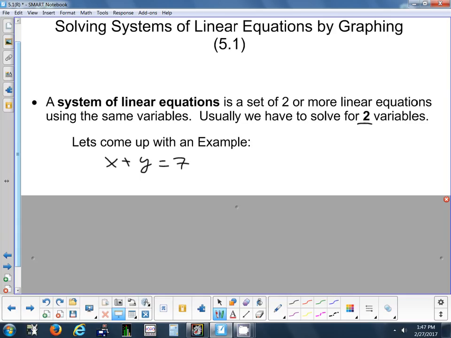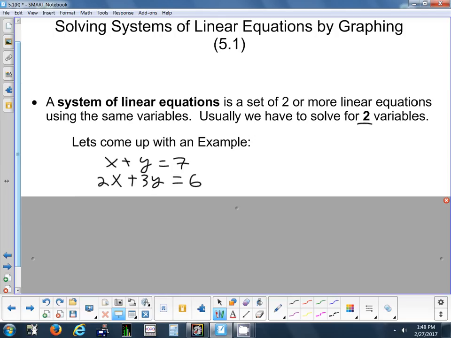Listen, I don't care what numbers you use. I want you to use x and y, but I don't care what numbers you use. Somebody come up with another linear equation. Try to use some different numbers. Shannon? 2x plus 3y equals, whatever you want. 1 million. 6. Right? Anything like that will work.